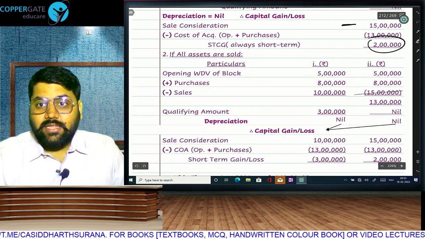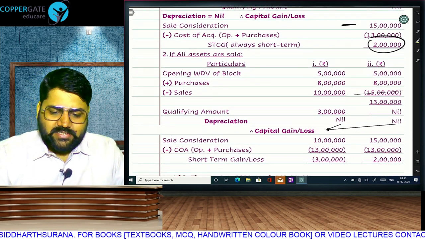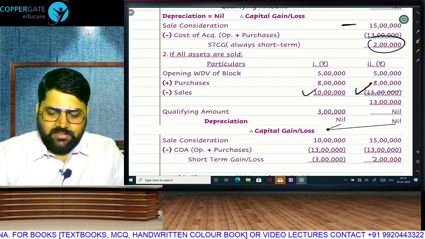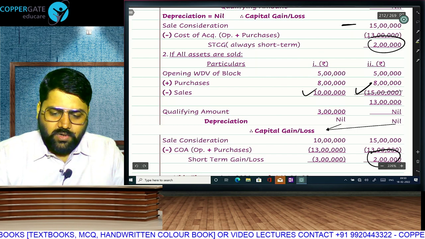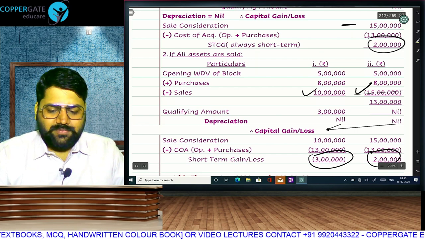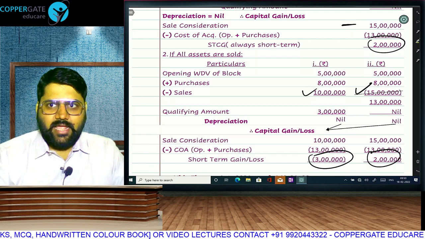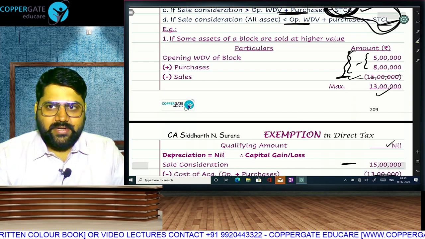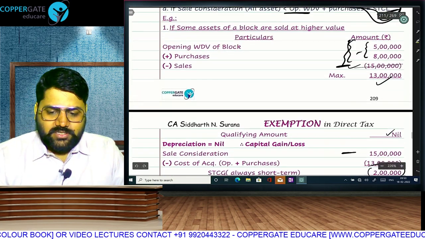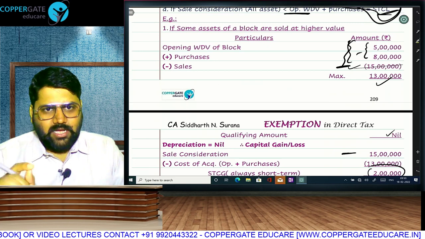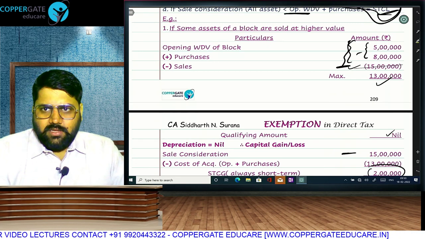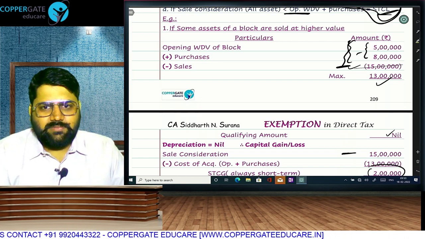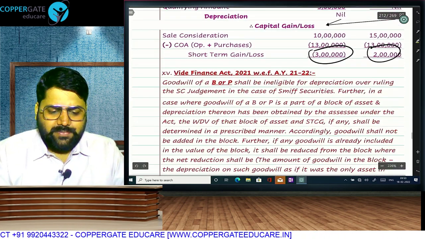And when all the assets are sold, they can be sold at a lower price or a higher price. Higher price is the same as the previous case, the 2 lakh will be capital gain. But if it is a lower price, then it will be a short-term capital loss. When all assets are sold, it can be gain or loss both. But when some assets are sold, it can only be a capital gain, it cannot be a capital loss. If some assets are sold, it can only be a gain, because if it was sold for a lower price, that means we have quantity as well as amount, so there is no calculation of gain or loss, depreciation will adjust.